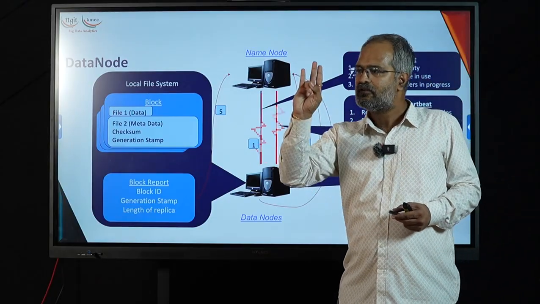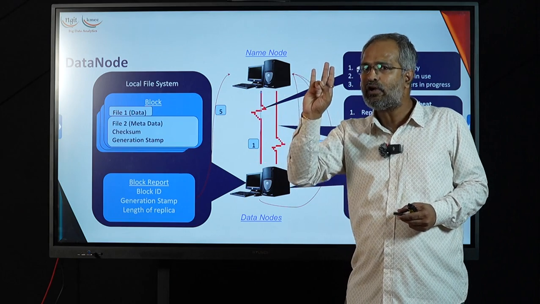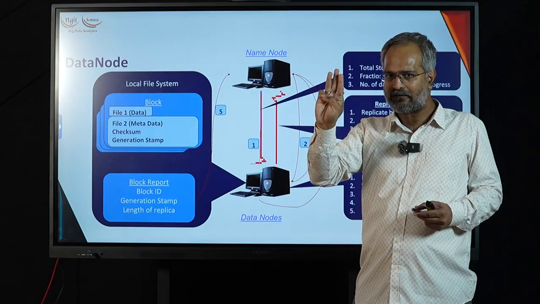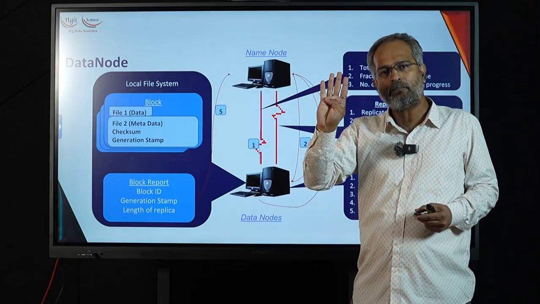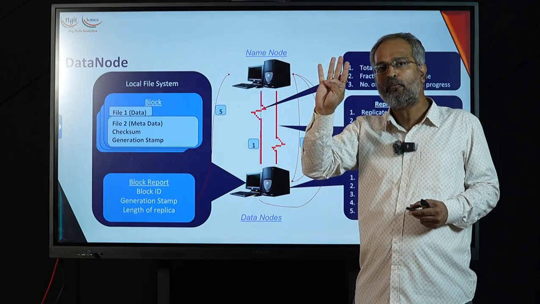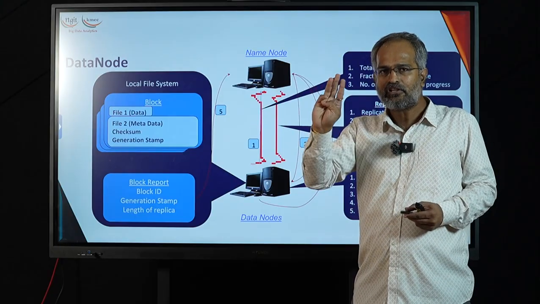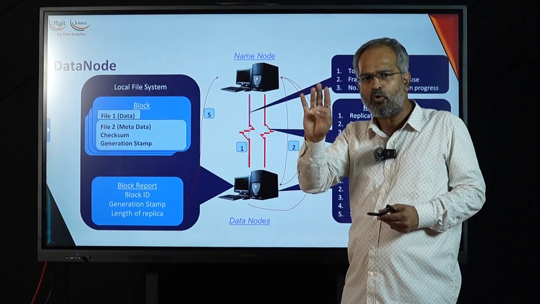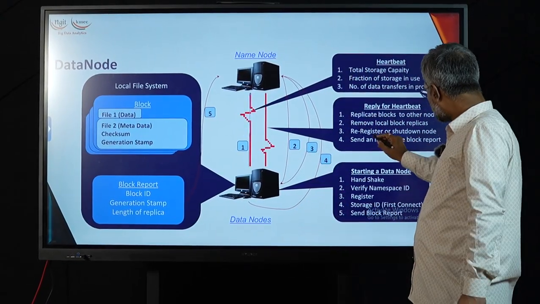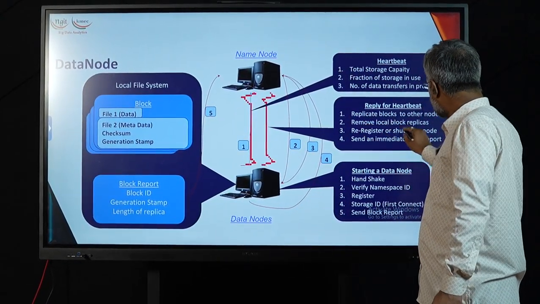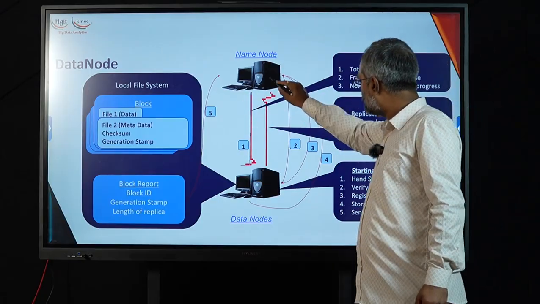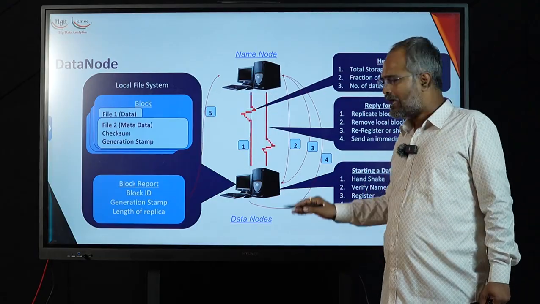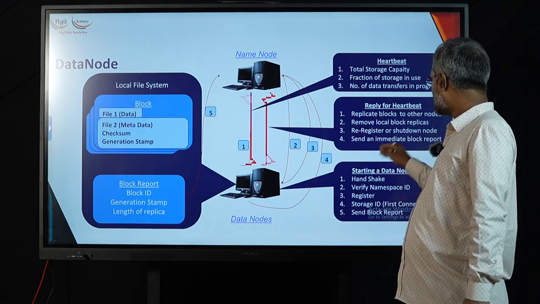Second instruction: whenever the dead node is alive again, then 4 replicas are available. Actually the replication factor is 3, but 4 replicas are available. Now we have to remove 1 replica. Which replica has to be removed? That depends upon the situation. So how can it instruct? See here, the remove local block replica instruction will be given by the name node to the data node. And then re-register or shut down.